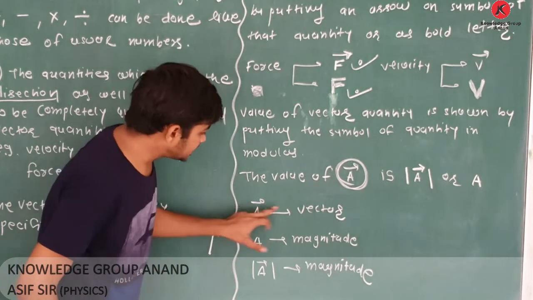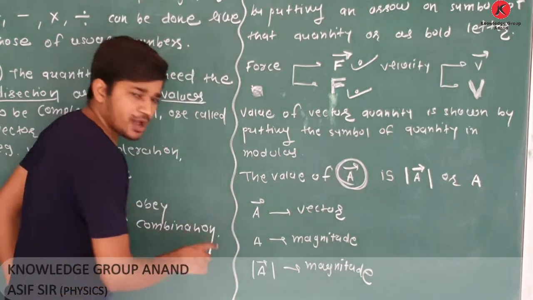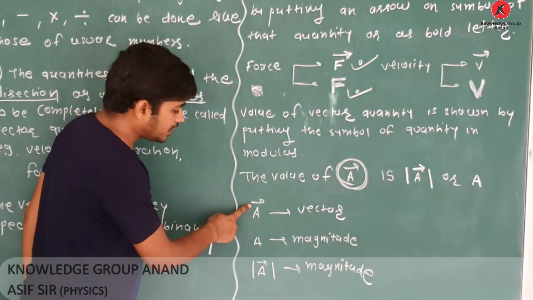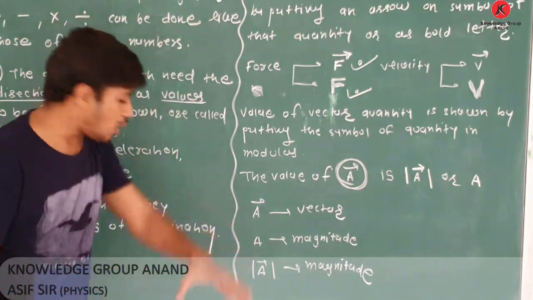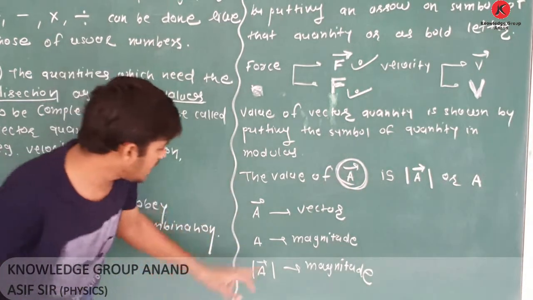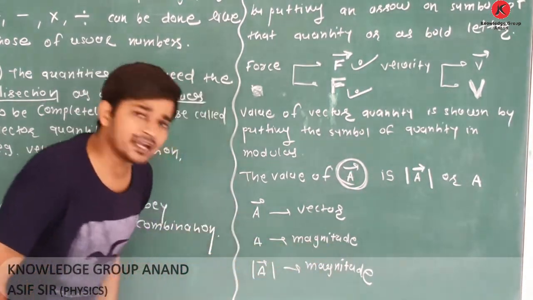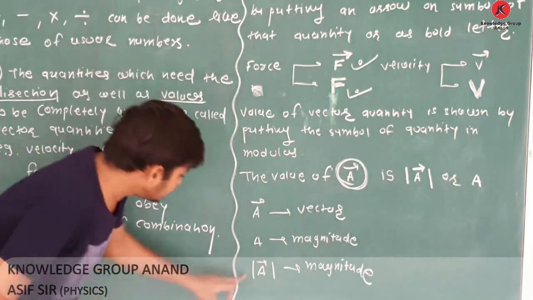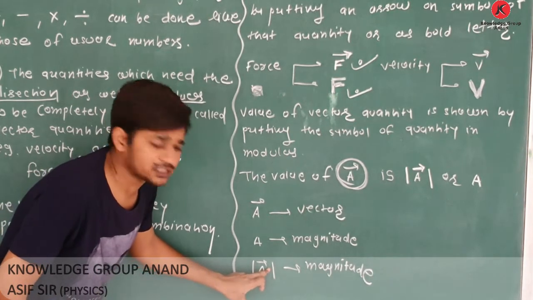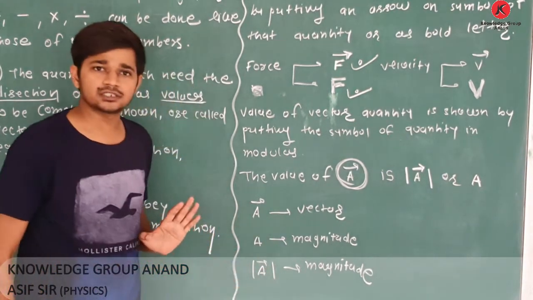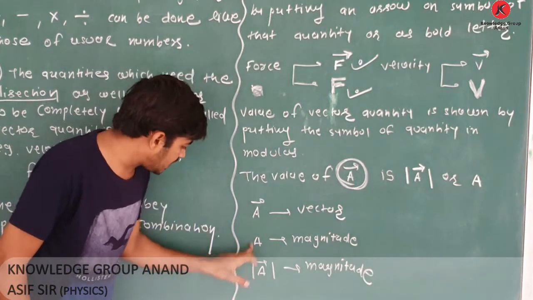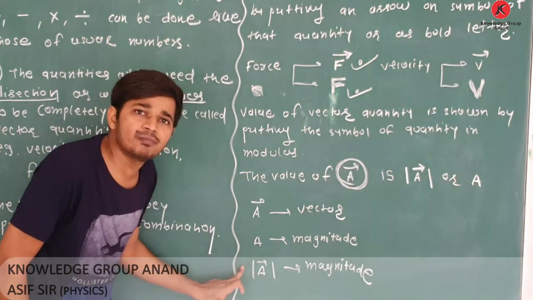A with an arrow means it is a vector. If you have any symbol of a quantity with an arrow above it, then it is called a vector. If you have only the symbol, no bold, then it is called magnitude. And there is one more method to represent magnitude: vector in modulus. So magnitude or value we can represent with the help of these two methods.